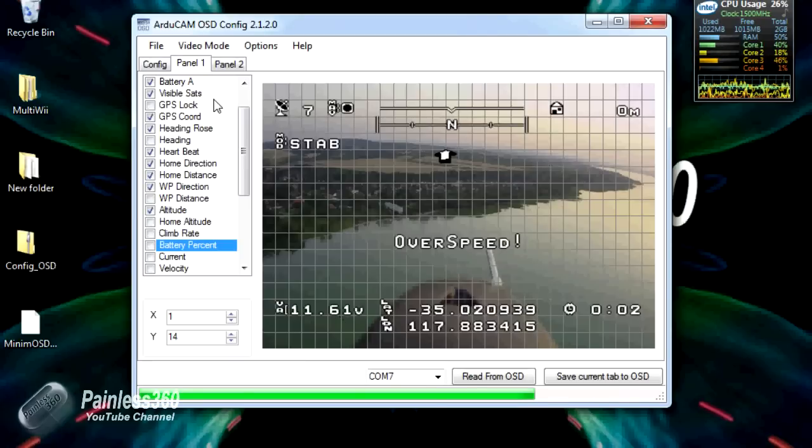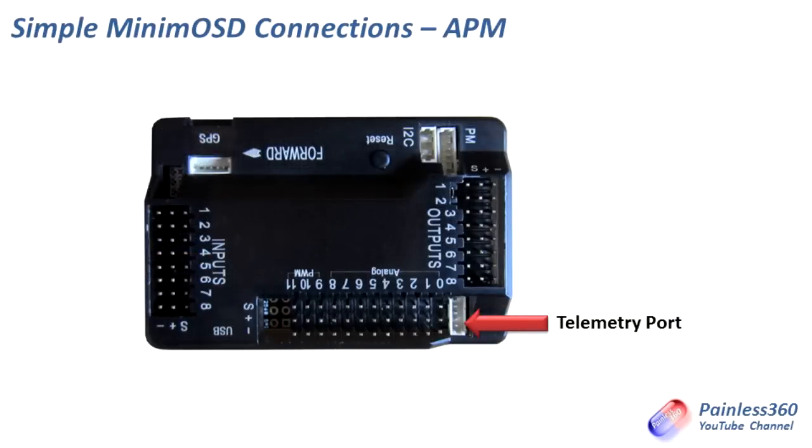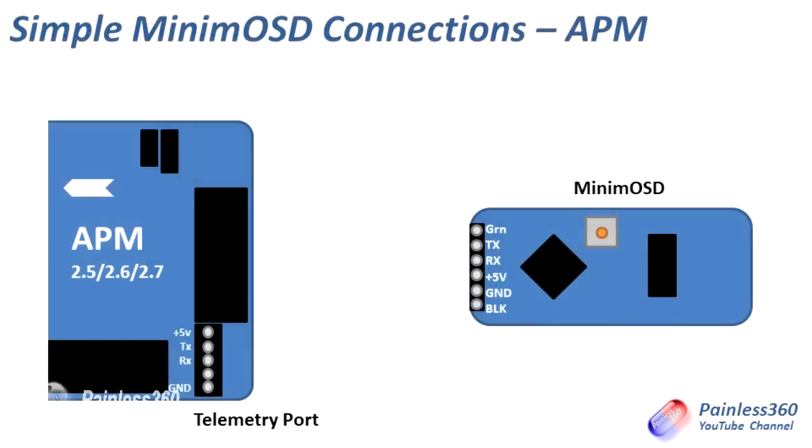Right, now we've done that, we can actually turn this off and we can start wiring it up to the APM. So the telemetry port is here on the APM 2.5, 2.6 and 2.7, and the telemetry port is plus 5 volts at the top, then transmit, receive pins and ground on the outside pin. All the APM pins tend to be ground on the outside. The MinimOSD has green and black at each end, which are those pins for alignment of the FTDI connector, and then it goes transmit, receive, plus 5 volts and ground.